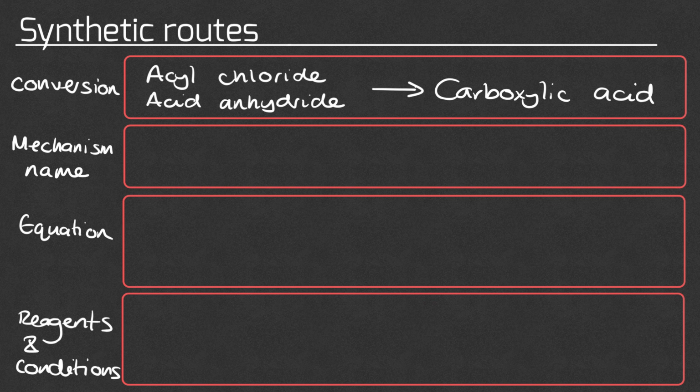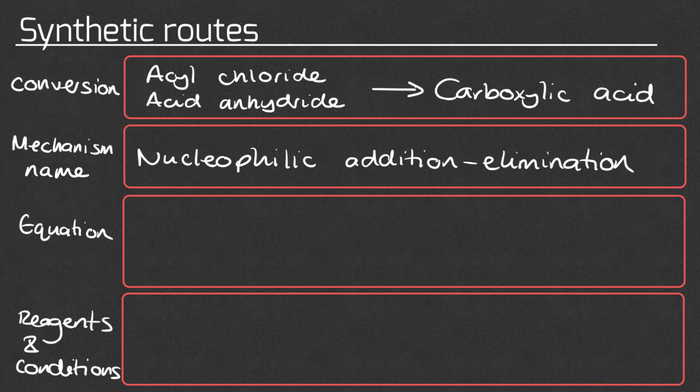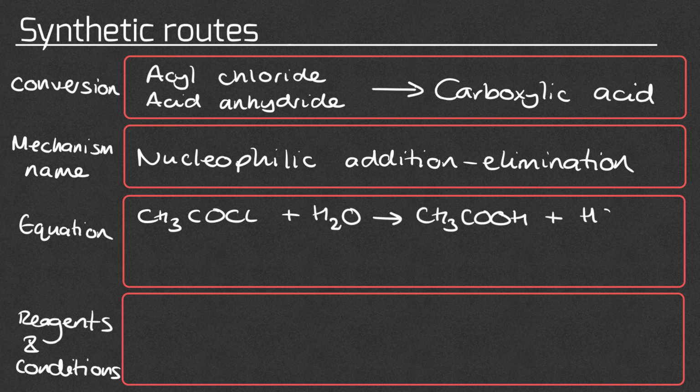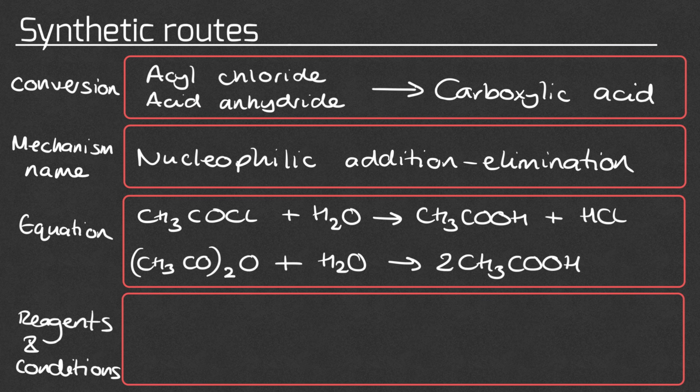For the conversion of an acyl chloride or an acid anhydride into a carboxylic acid, this would be a nucleophilic addition-elimination mechanism. Example equations are given for both the acyl chloride and the acid anhydride. So the acyl chloride would react with water to produce the carboxylic acid and hydrochloric acid. The acid anhydride would react with water to produce two equivalents of the carboxylic acid. The reagents and conditions would be water at room temperature.